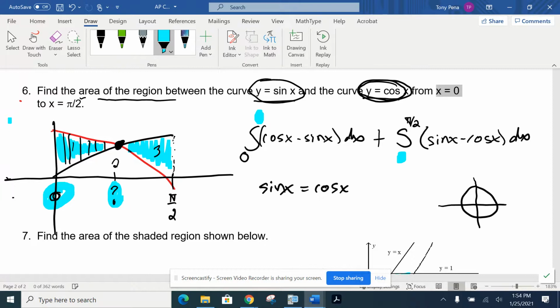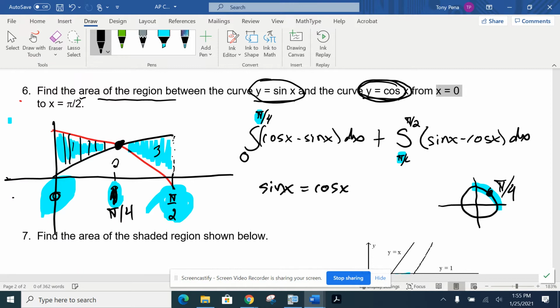Since our interval is 0 to pi over 2, we're only worried about this interval on the unit circle, within the first quadrant right there. Hopefully, isn't it obvious which x coordinate these are going to be the same within this first quadrant? Wouldn't that have to be pi over 4? So this intersection point here ends up being pi over 4. It's the upper limit for the first integral and the lower limit for the second integral.